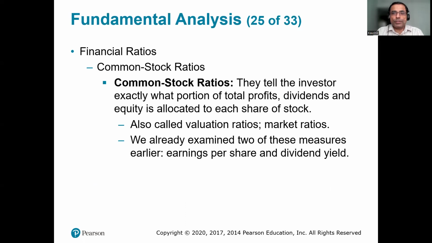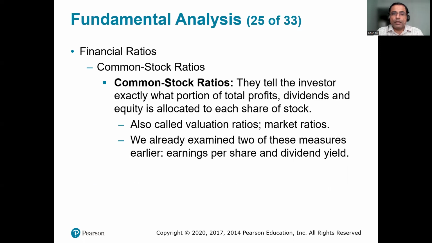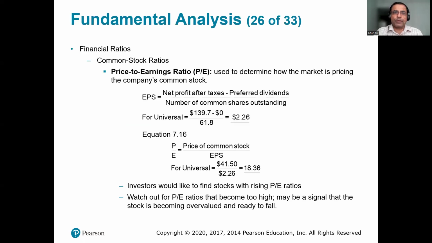Then we look at common stock ratios. This helps us to understand what is the allocation of different accounting items to each share of stock. So first is earnings per share. That is the profits generated and distributed among total outstanding shares. That gives us the earnings per share. Similarly, dividend yield is the dividend payout divided by total outstanding shares. So what is the dividend allocated to each share?